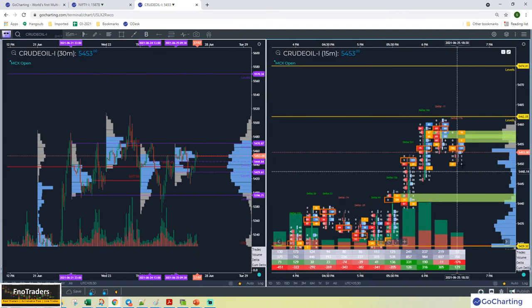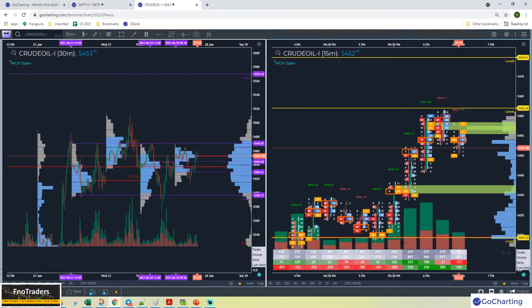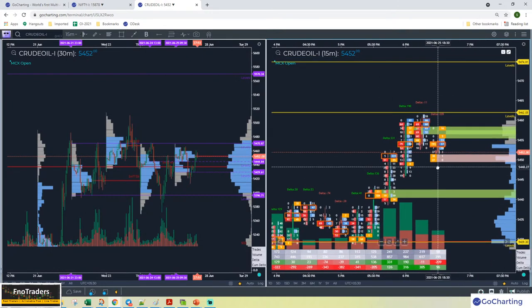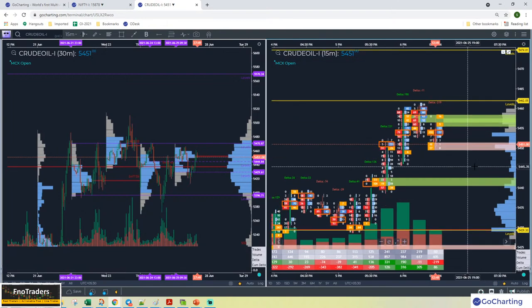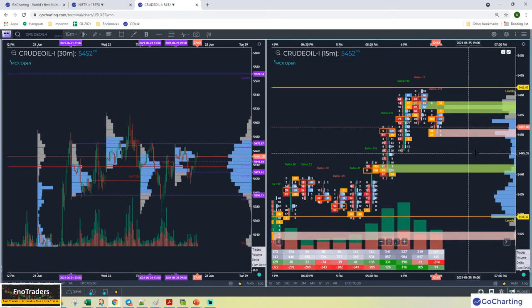So we had a push here. Let's see how it reacts. For now, the delta has been positive, so I'm looking for a pullback long at this point, until proven otherwise. So that's the strategy typically you would do.